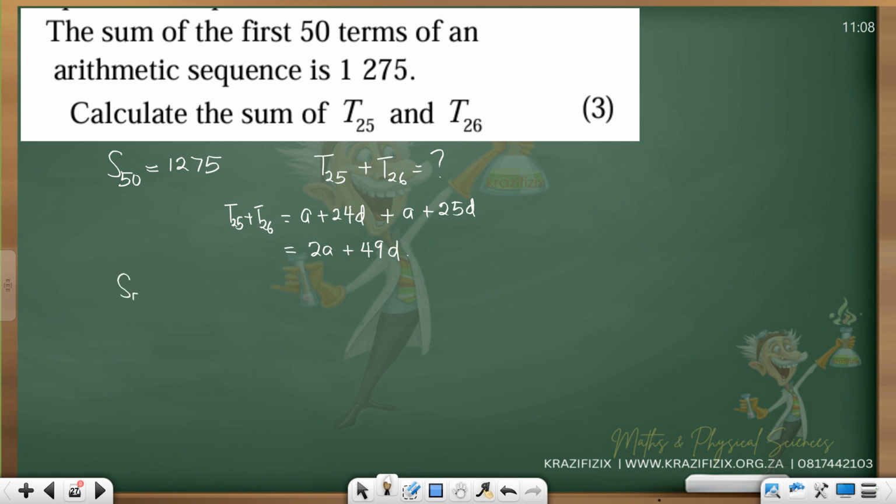Okay. Now, what is S50? Sum. Let's bring in the sum formula. Sn is n over 2 times a plus l. This is S50. 50 over 2 times a plus. Now, our last term would actually be T50, which is a plus 49d. Does that make sense? Oh, look at where our answer is coming from.